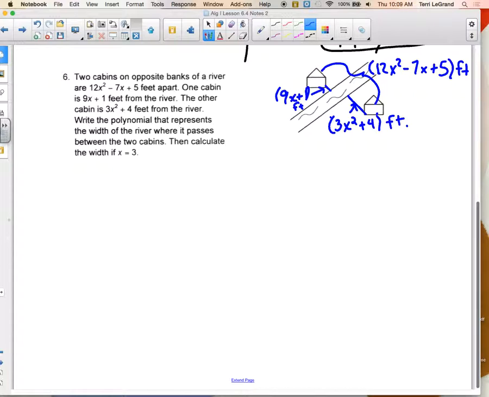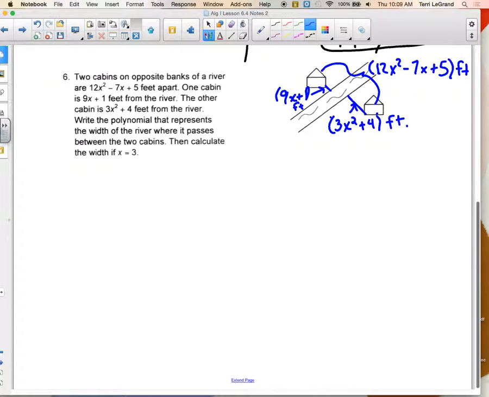They're asking us to write a polynomial that represents the width of the river, the only thing they didn't give us, where it passes between the 2 cabins. Then calculate. Well, let's not worry about the then yet. We have to find the width of the river. So what would be a good place to start?